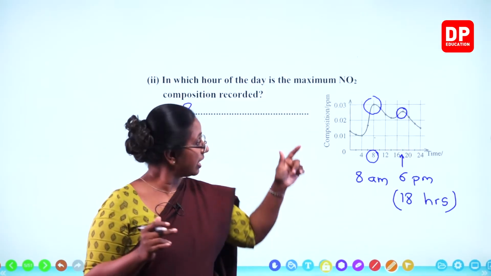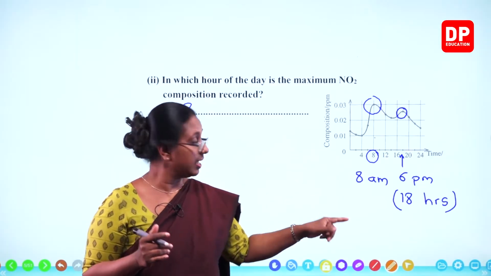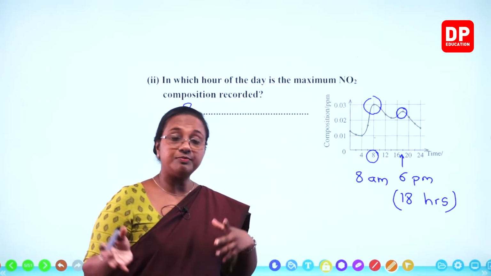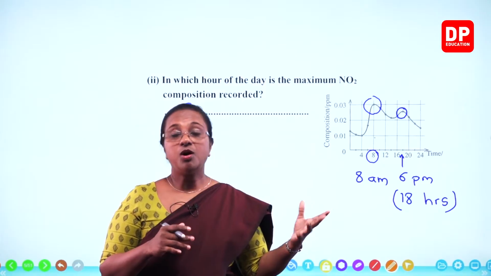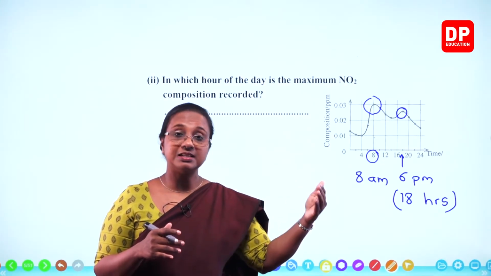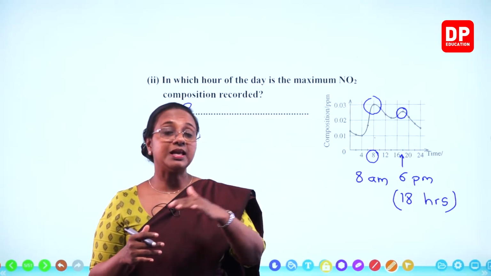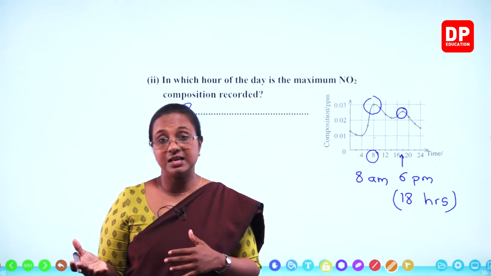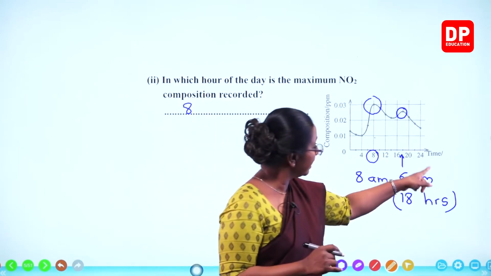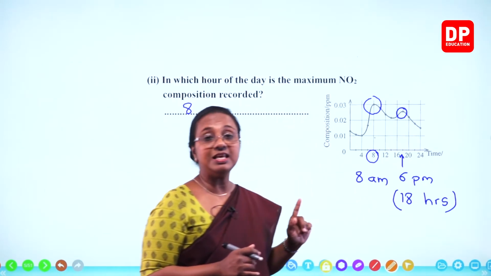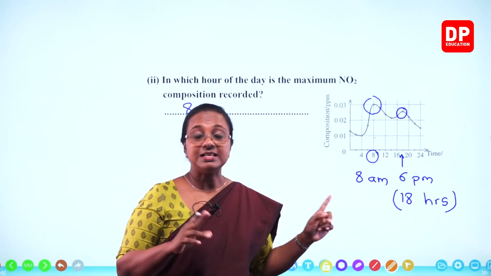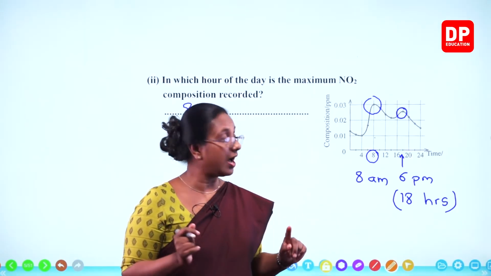But there is a slight difference. What do you think? Here in the morning, a lot of people are traveling. Almost all the offices start around 8 a.m. But towards afternoon, different people can leave from office at different times. Because of that, here it is slightly less. That is the reason that you have to understand.